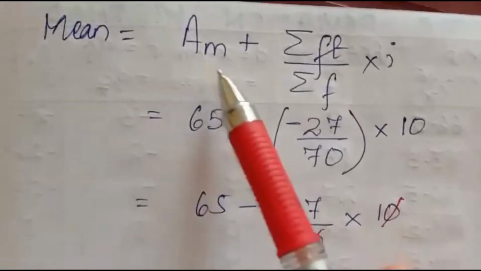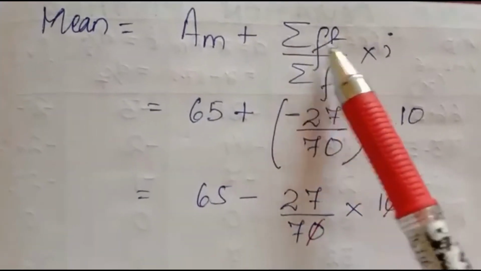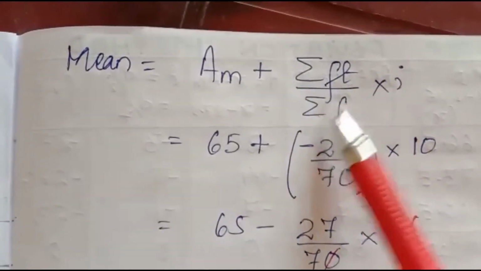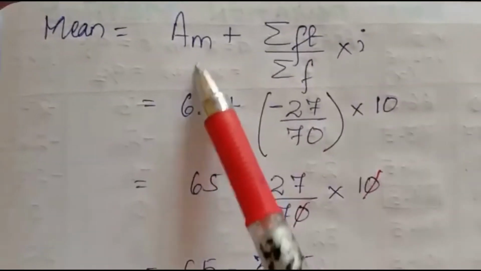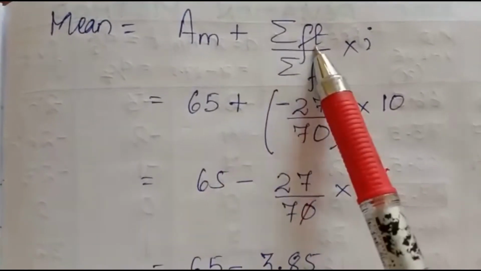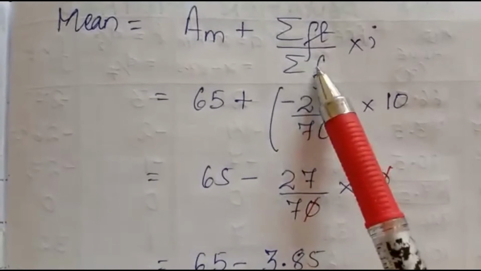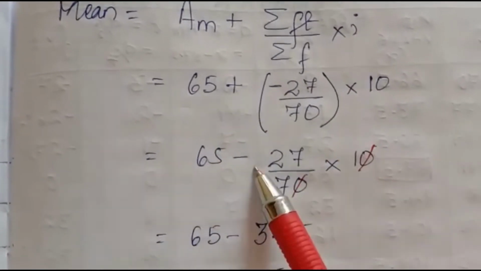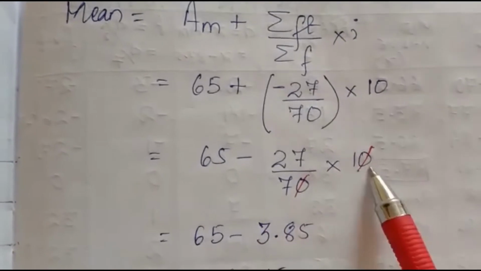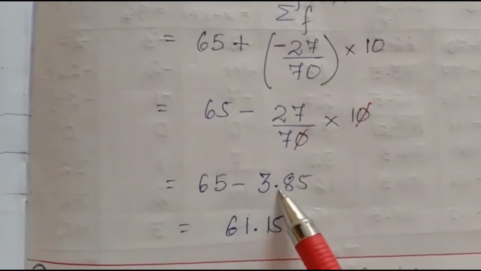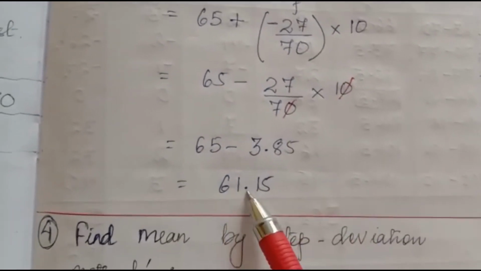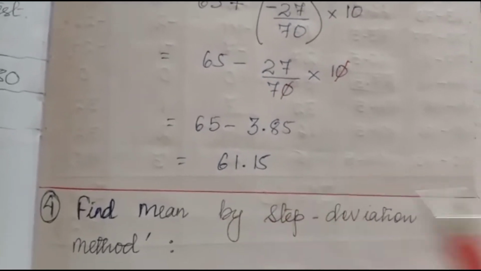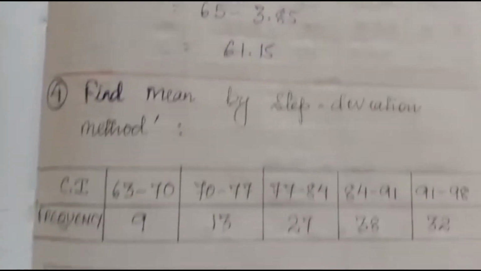Now the formula is mean is equal to AM plus summation FT divided by summation F, into i. So AM is 65 plus summation FT is minus 27, summation F is 70, into 10. Plus into minus is minus, the 0s cancel, 27 by 7 is 3.85, which gives 61.15. So we got the same answer as in the shortcut method also.